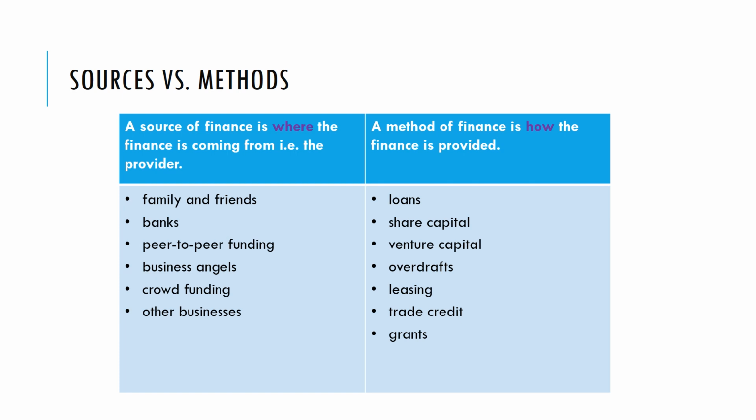Before we get started looking at the sources, let's distinguish between sources and methods of finance. Sources of finance is where the finance is coming from, i.e. the provider of the finance, whereas a method of finance is how the finance is provided. So for example, a bank, the provider, might use a loan, the method, or family and friends, the provider, might use share capital, the method. So a source of finance is where the money comes from, and a method of finance is how it is transferred or introduced into the business.